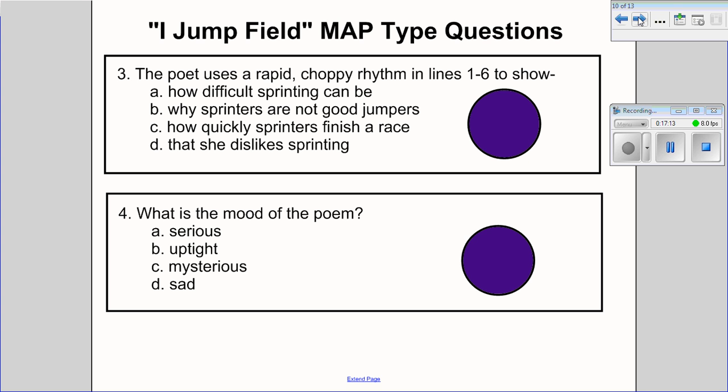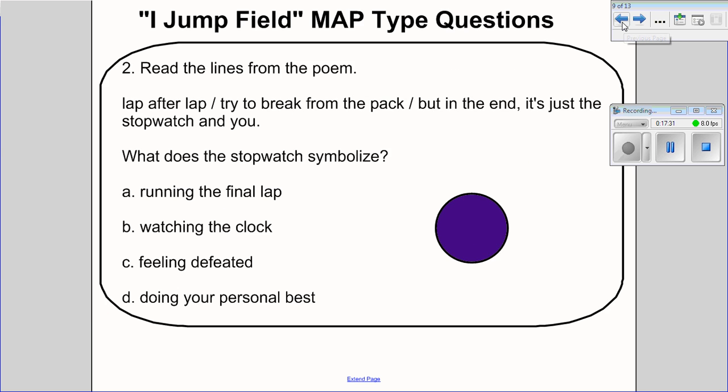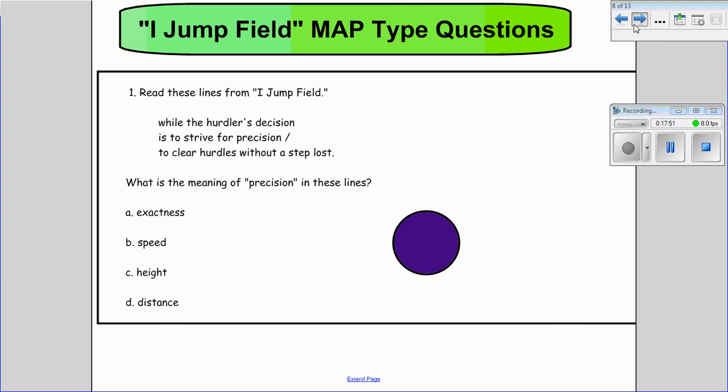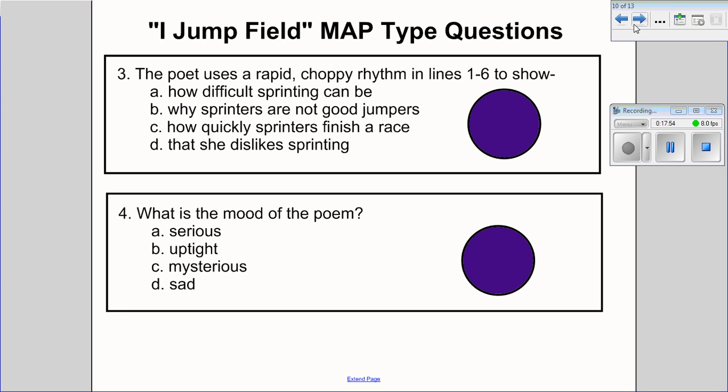All right, go ahead and answer questions 3 and 4, and then pause the video and restart it when you have answered the questions. All right, so the poet uses a rapid, choppy rhythm in lines 1 through 6 to show. Now, hopefully what you did is you went back to the text to look at 1 through 6, so let me do that. Lines 1 through 6 are our first 2 stanzas, so I always read it to myself again. Some people like sprinting, there's no time for thinking, all out point to point, in a dash, the pistol shot start, the lurch of your heart, one burst, and you're done in a flash. So I can definitely tell how that's very choppy, it's very quick.